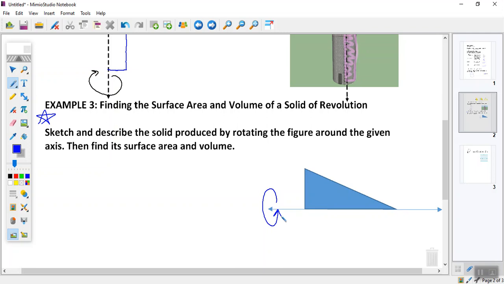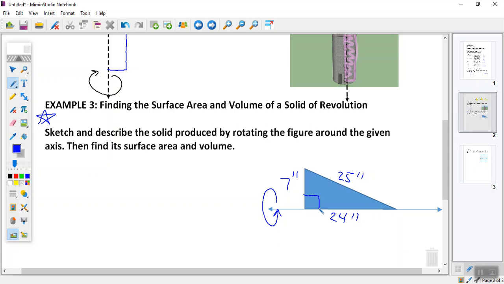Let's get some dimensions in here. I'm going to call this 7 inches. This is 24 inches. I'm going to call this 25 inches up here. Okay? And then furthermore, let's assume that this is a right triangle, all right? Okay, first things first, sketch and describe the solid. I'm not the greatest at sketching stuff, I'm going to be very honest with you. So if you'd rather describe this in words, I'm A-okay with that, okay?